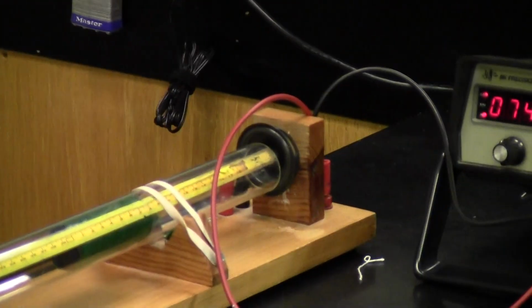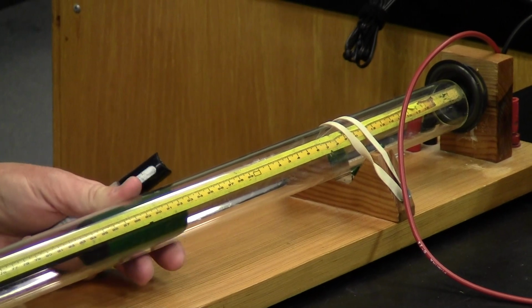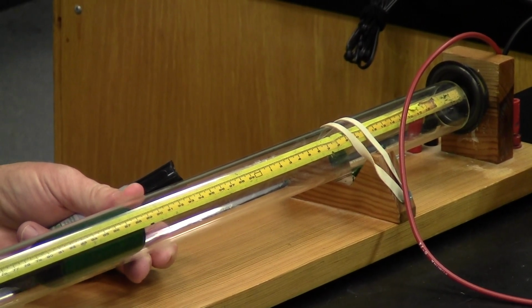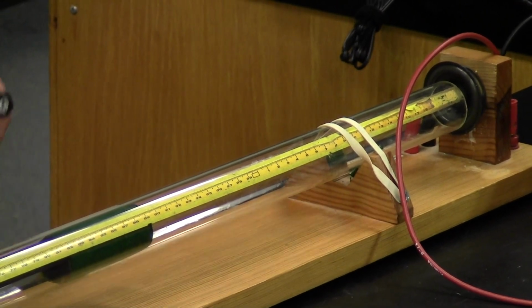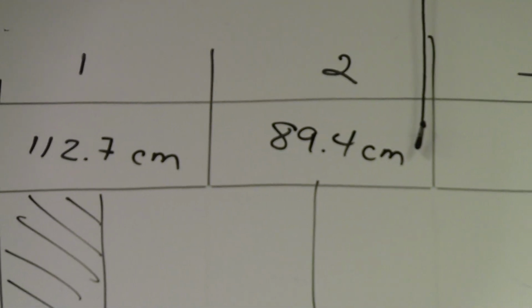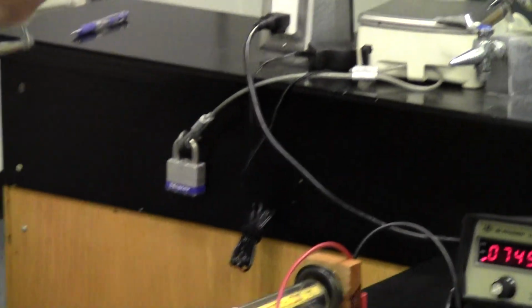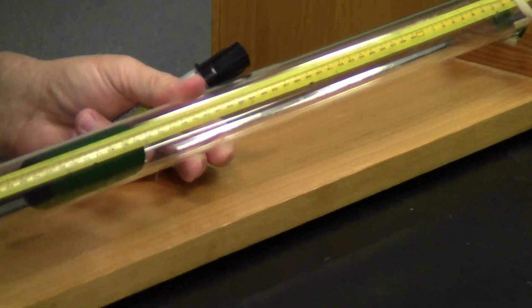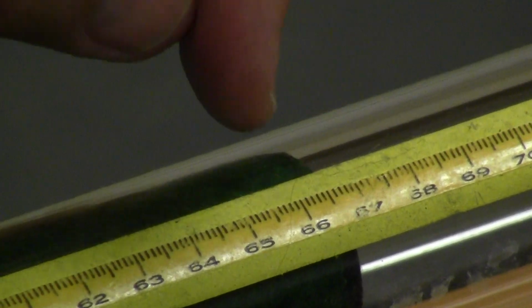All right, let's find another node, the second one. So I'll kind of listen. So right there sounding pretty loud. So this is 89.4. So 89.4 centimeters is where the second node is. Keep going. So maybe right there is the loudest spot. And so this would be, are these 60, 66? So 66.8. So 66.8.